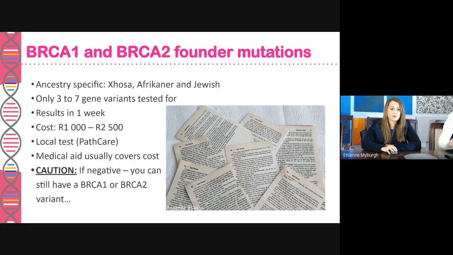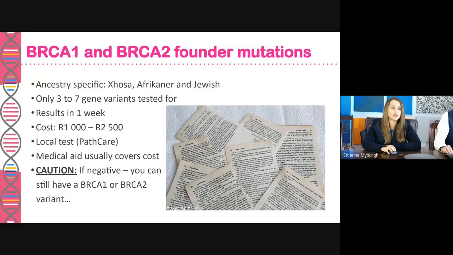The first option is just to go and look at the BRCA1 and BRCA2 founder mutations. Just to illustrate what that means, that is why I have a picture there with a bunch of pages from a book. If you see a gene as an instruction manual, an instruction book that you read from the first page to the last page, when you do a genetic test, then this particular test is not going to read the full gene.